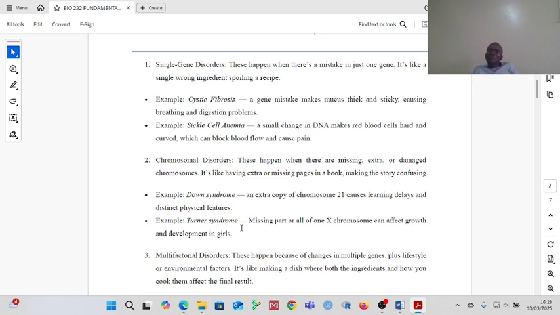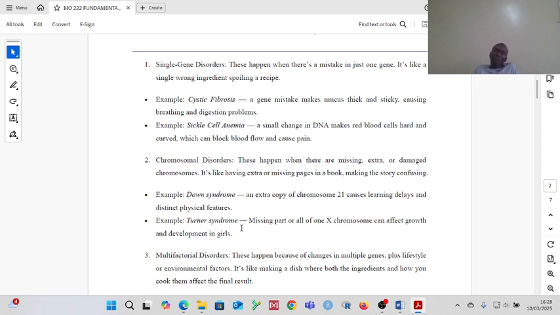So in Down syndrome, we saw there is an extra chromosome 21. So that is a chromosomal disorder. By virtue of that extra chromosome, instead of having the correct number of chromosome 21, an individual with Down syndrome will have an extra copy of chromosome 21.